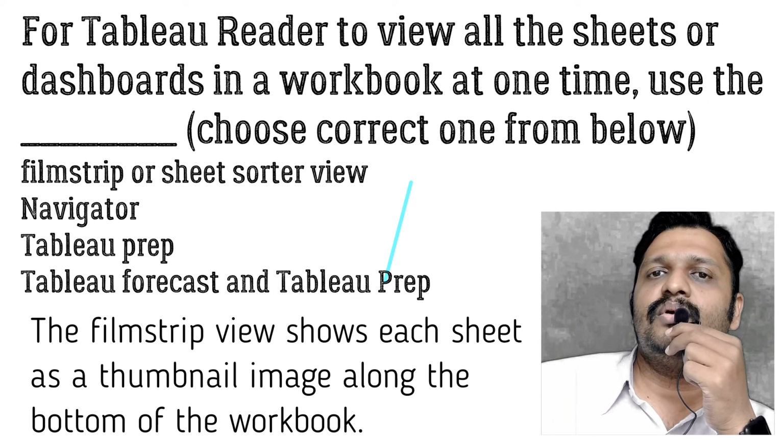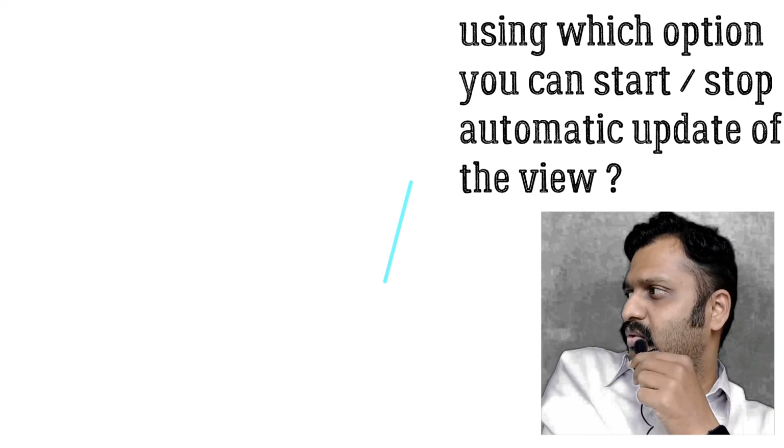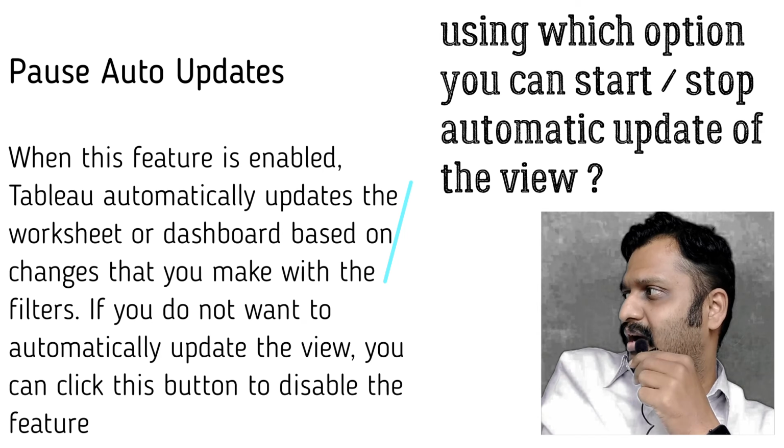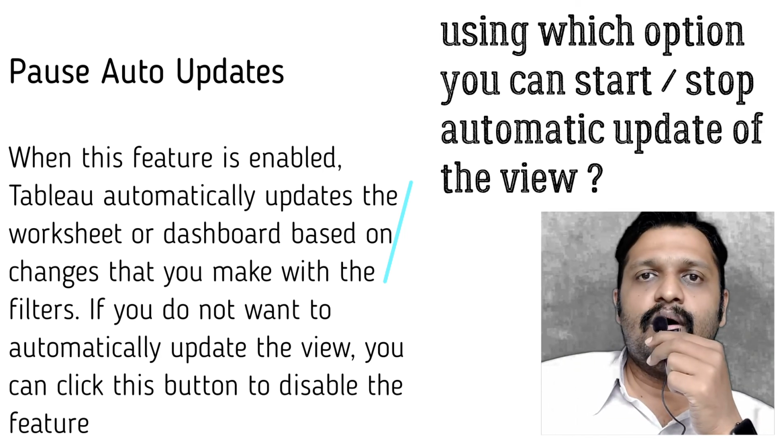The film strip view shows each sheet as a thumbnail image at the bottom of the workbook. Using which option can you start or stop automatic updates of the view? By using pause auto updates.